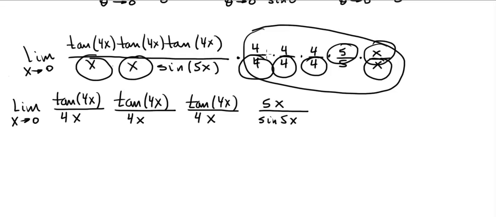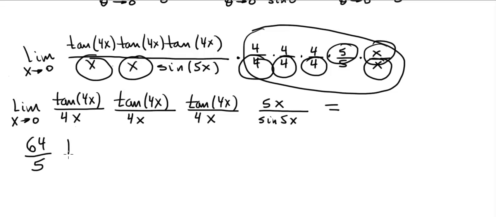Notice the stuff that is not circled. That's 4 times 4 times 4, that's 64, divided by 5. So 64/5 have not been circled, so I'll write it over here. 64/5 is out here. Now 4x goes to 0 as x goes to 0.